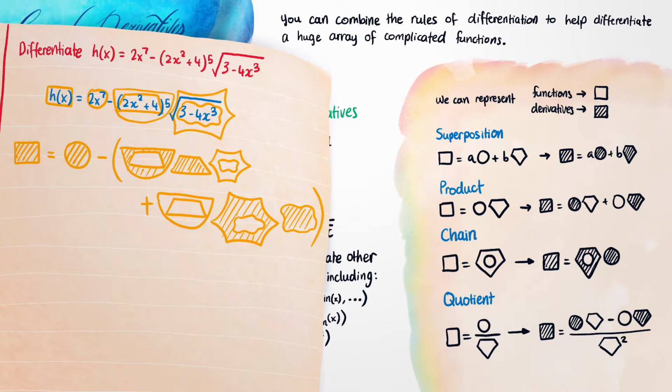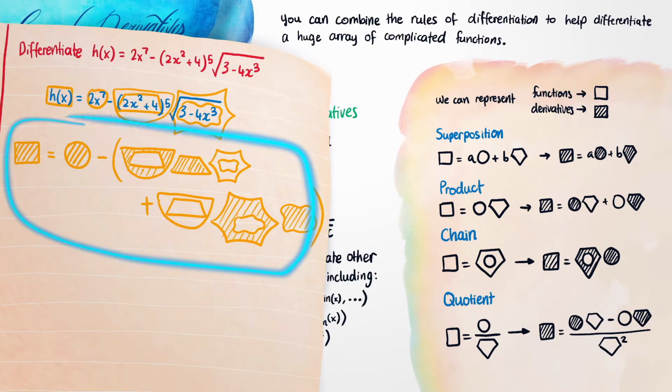Now, one thing you do have to be a little bit careful of is this minus sign over here. Since we have a product rule over here, we have to remember to put the minus sign out the front and put brackets on the function over here. Okay, so now that we've written out the derivative in terms of all of these shapes, we can just plug in all the different derivatives that we know how to find.